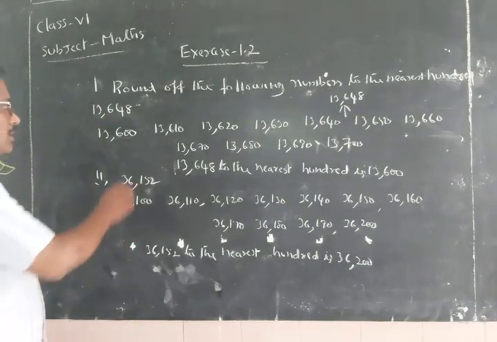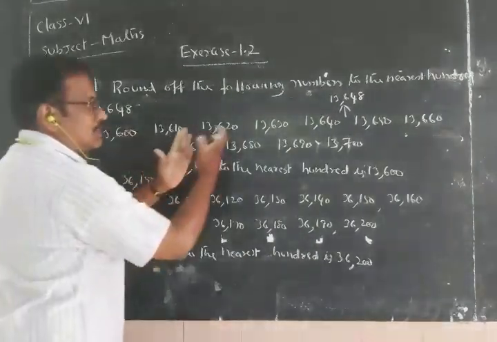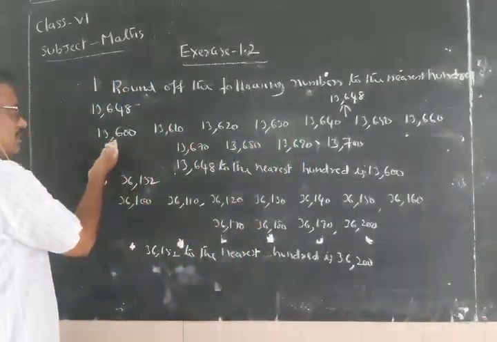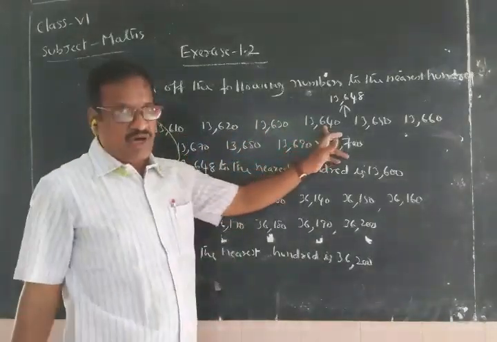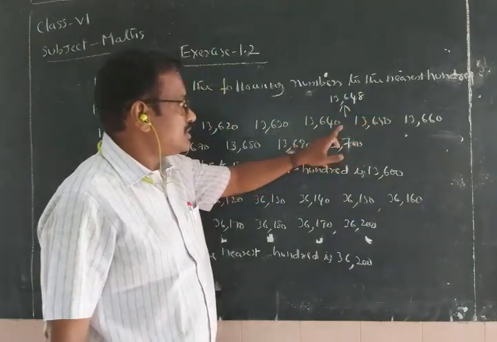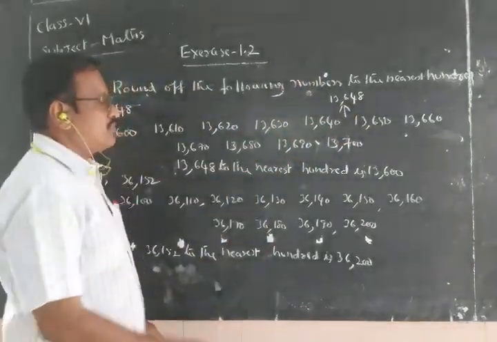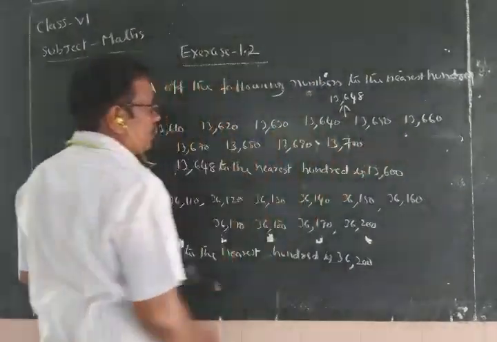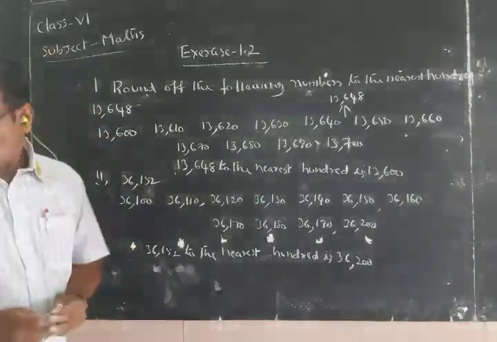13,648: write the numbers first, from 13,600 to 13,700. So 610, 620, 630, 640. 13,648 is between 13,640 and 13,650. So 648 is below 50, so the nearest number is 13,600.